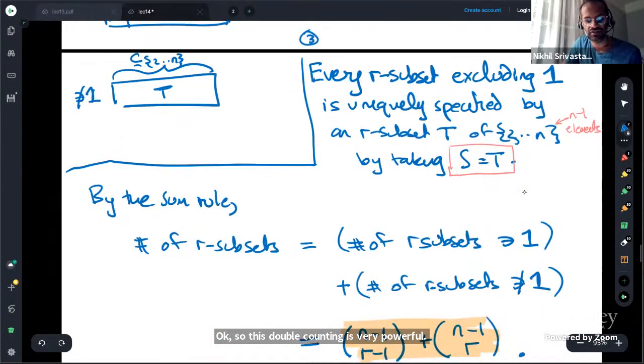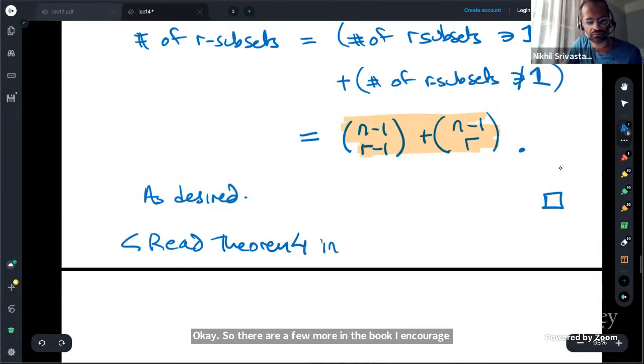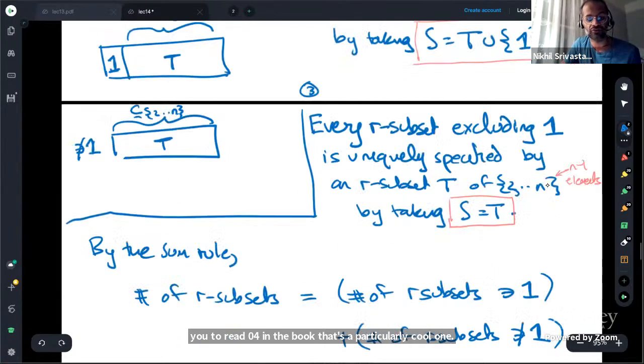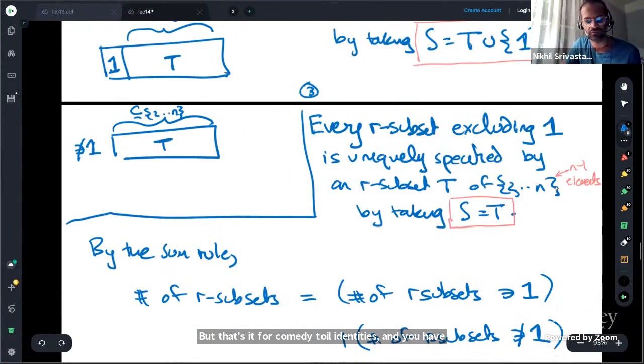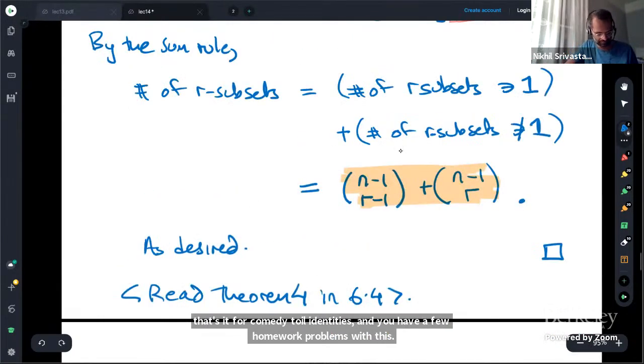Okay, so there are a few more in the book. I encourage you to read Theorem 4 in the book. That's a particularly cool one. But that's it for combinatorial identities, and you have a few homework problems with this. So any comments or questions about this?